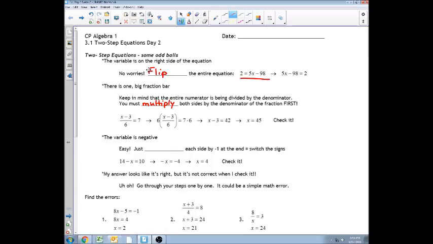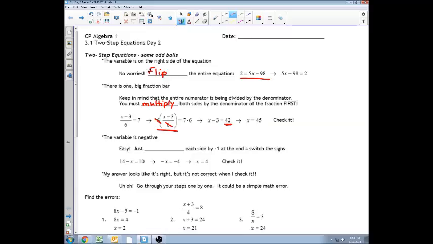So you see that right here, they went ahead and multiplied both sides by 6. That is how they got the 42. And right here, these two 6's will cancel. Okay? The variable is negative. This one's pretty easy as well.